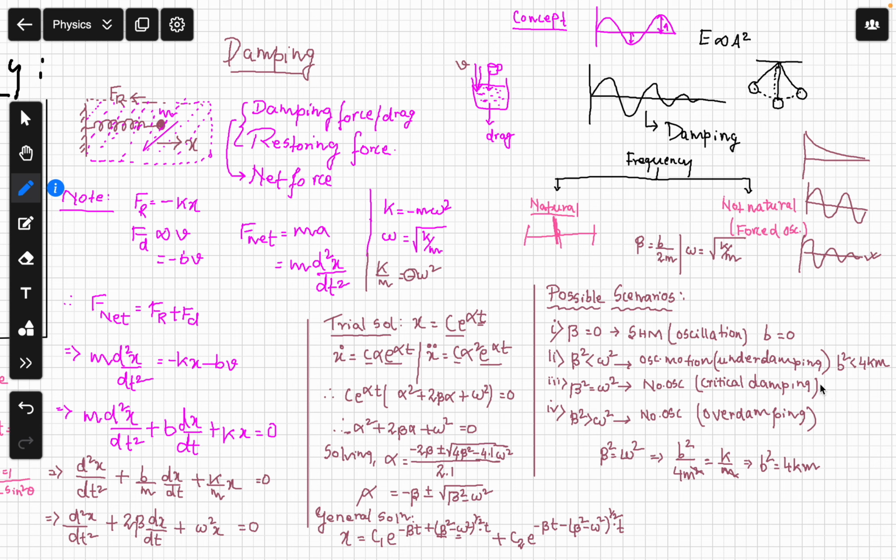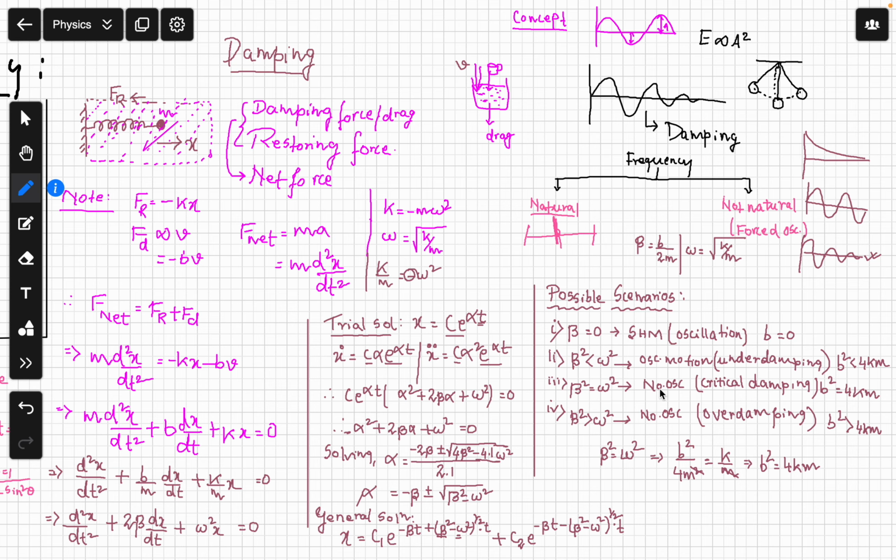In this condition we can say b square is equal to 4km, and in this case we can say b square is greater than 4km. Based on these four situations, we can decide whether there is oscillation, under damping, critical damping, or over damping. That's the most important part.